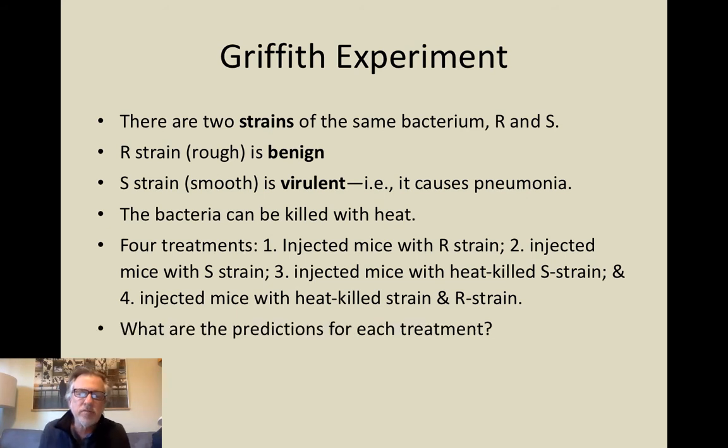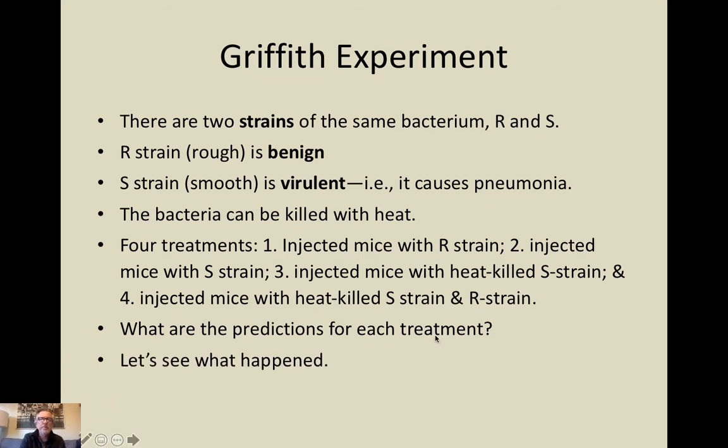So what were the predicted results of this experiment? Well, for the injected mice with R strain, he thought that nothing would happen. For the injected mice with S strain, he thought that they would die because they would get pneumonia and die. For the injected mice with the heat-killed S strain, he predicted that they would survive because the bacterium was no longer alive and so couldn't be virulent. And finally, he thought that mice injected with the heat-killed S strain and R strain simultaneously would survive because heat-killed S strain and R strain alone were benign.